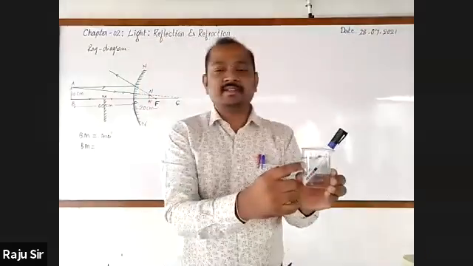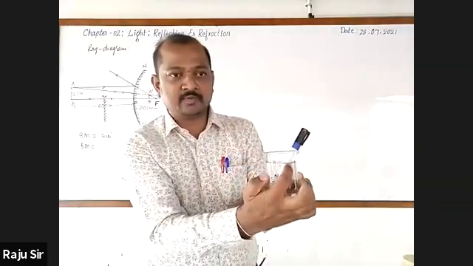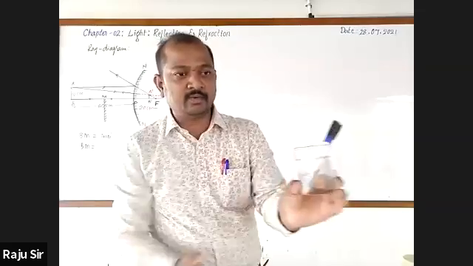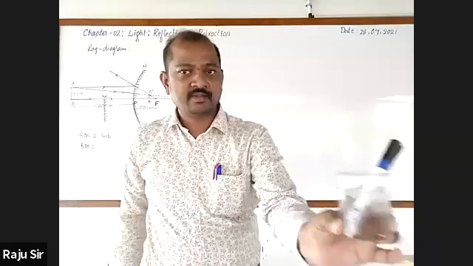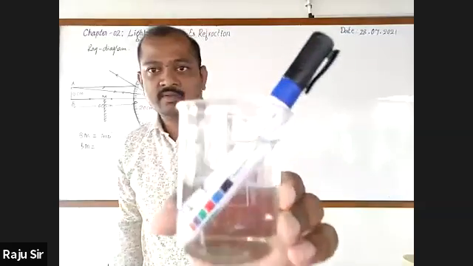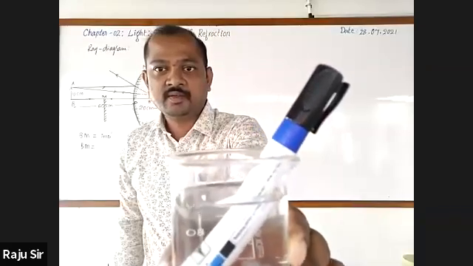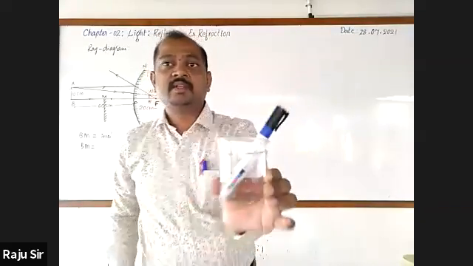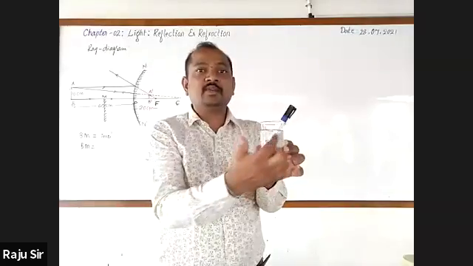I am asking you, when you observe the marker at the surface of water from outside, how does it appear? Sir, the scale line looks like it's cut. It breaks, sir, it bends. It appears downward, as if it is broken.